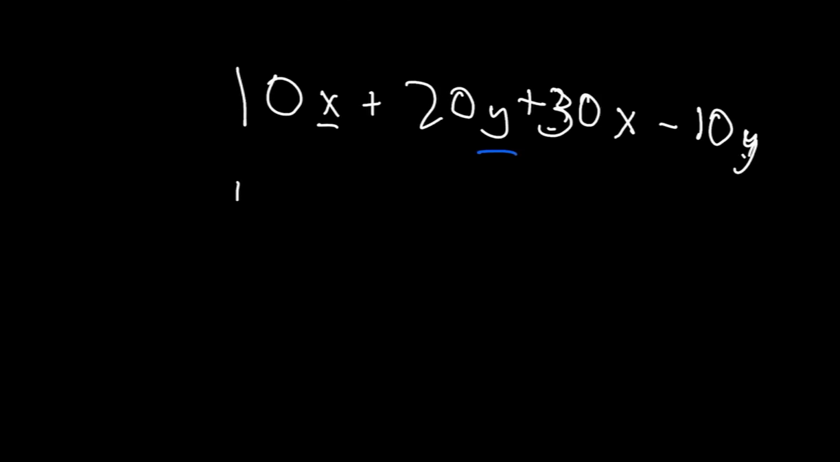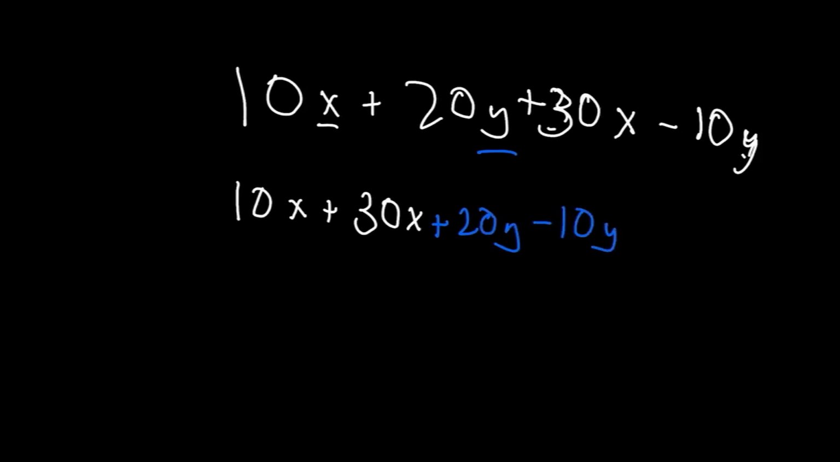So I'm going to rewrite this as 10x plus 30x and then plus 20y minus 10y. So now that I have my like terms together, I'm going to combine them. So 10x plus 30x is going to be 40x. And then 20y minus 10y is going to be 10y. And that will be my fully simplified equation by combining my like terms.